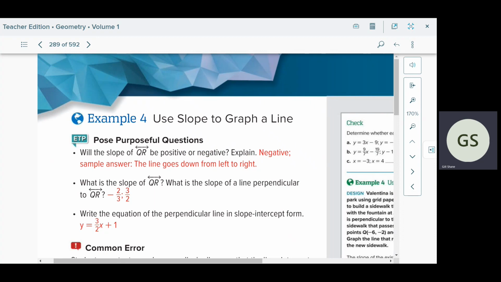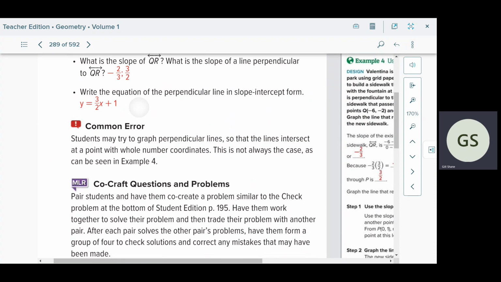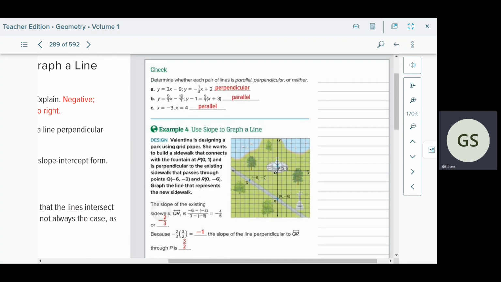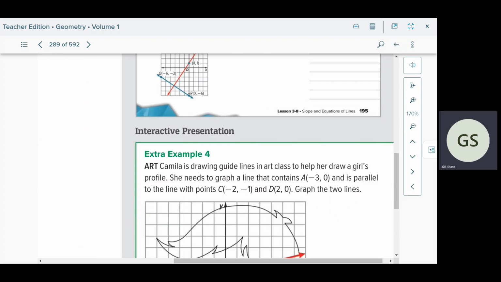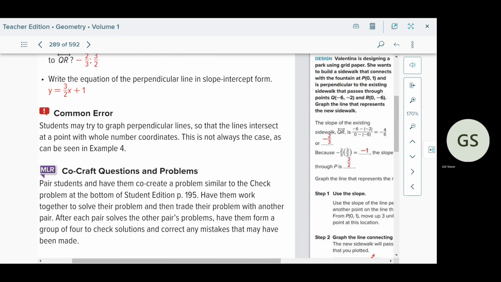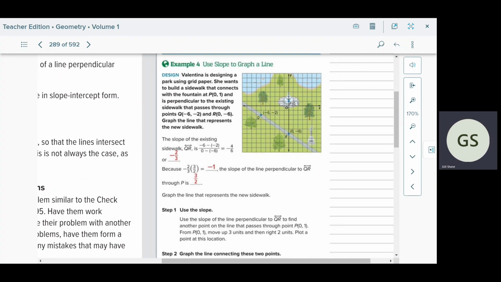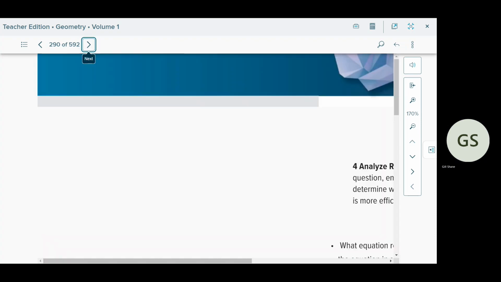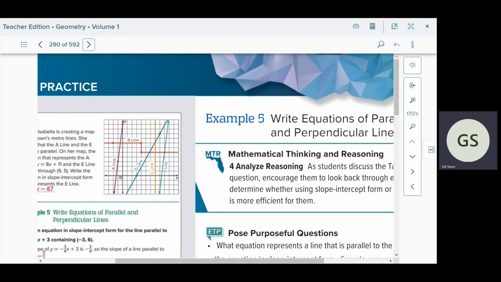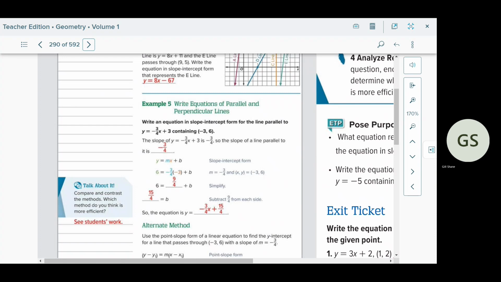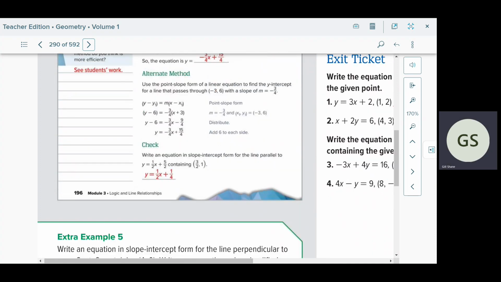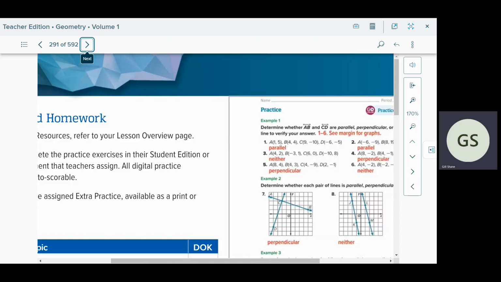Use slope to graph a line. So again, hopefully you can graph a line. If not, we'll go over that in class, or you'll do it in the IXLs for sure. What was the example? Yeah, we're not going to worry about that. Write equations of parallel and perpendicular lines. We'll save that. I'm not worried about it on this video. We'll write equations of lines when I can.